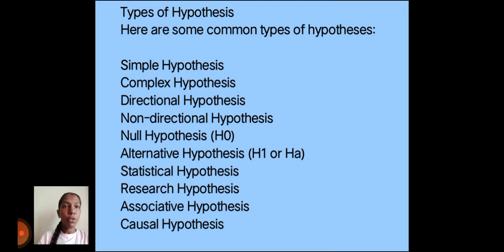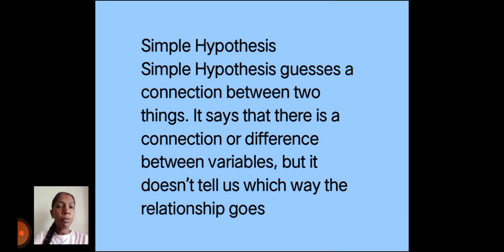And types of hypothesis. Here are some types of hypothesis: simple hypothesis, complex hypothesis, directional hypothesis, non-directional hypothesis, null hypothesis, alternative hypothesis, statistical hypothesis, research hypothesis, associative hypothesis, and causal hypothesis. Now let's discuss one by one the types of hypothesis. In that, first, simple hypothesis.